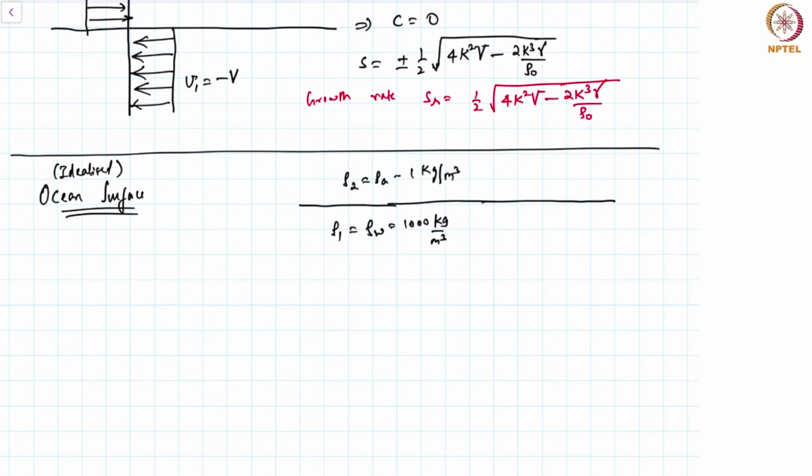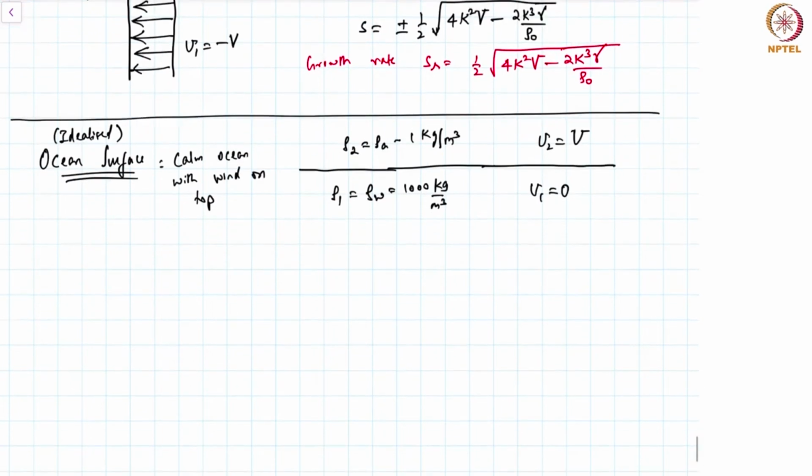But let's say we have a calm ocean. Velocity at the bottom is basically 0, and the velocity at the top, we'll say it's capital U. So this is a calm ocean with wind on top. We have a wind that is blowing on the top, and we have a calm ocean. So let's write down the dispersion relation for this case. We just have to substitute U1 equal to 0, and see what simplification we get.